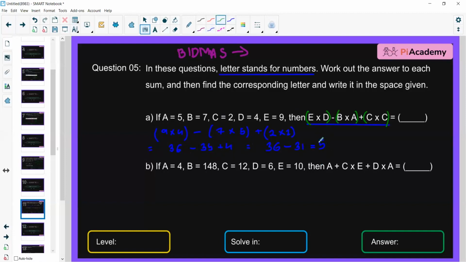Should I write 5 over here as my answer? Am I correct, guys? That's what we need to be careful about. Even though I got the correct answer, my answer is not 5, because I'm asked to find the corresponding letter and write it in the space. So what is the letter corresponding to 5? It is A. So my answer is A.